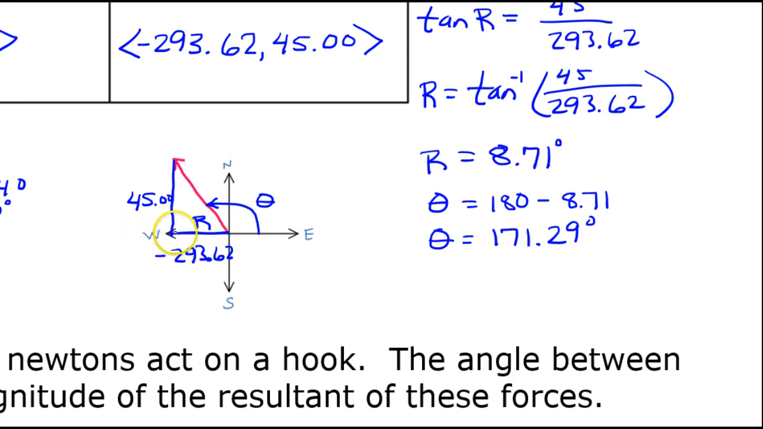So if I start at west and I turn 8.71 degrees towards the north, that would be the same thing. So how's that again? I started at west and I turned 8.71 degrees towards the north. So this is another way that I could write the direction.